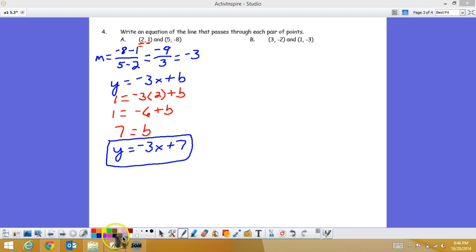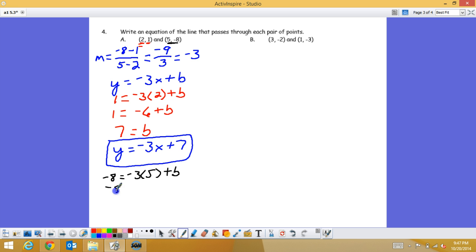Now, I know what you're thinking, or at least you should be thinking this. Well, would it turn out to be the same if I chose that other point, 5, -8, instead of 2, 1 to plug in? Well, let's try it. We're going to take this equation, and we're going to plug -8 in for the y, and we're going to plug 5 in for the x. And we're still going to solve for b. And hopefully we'll still get 7.